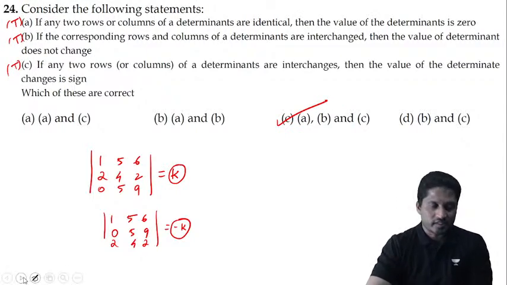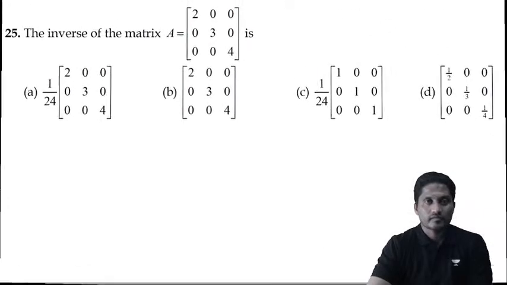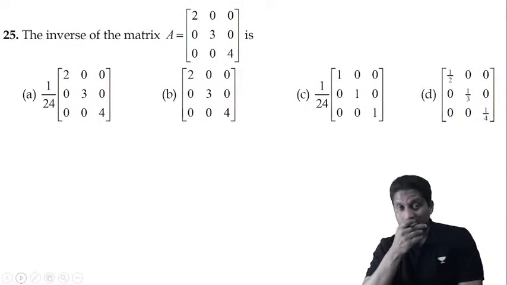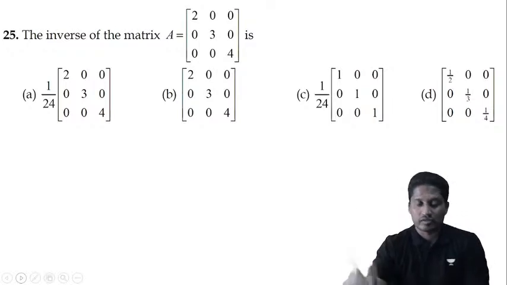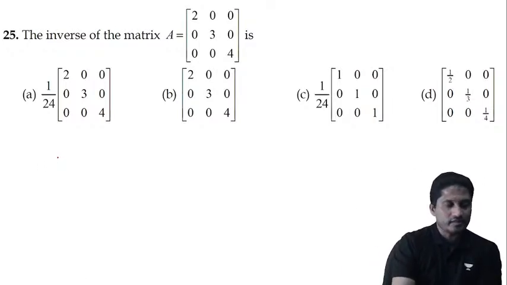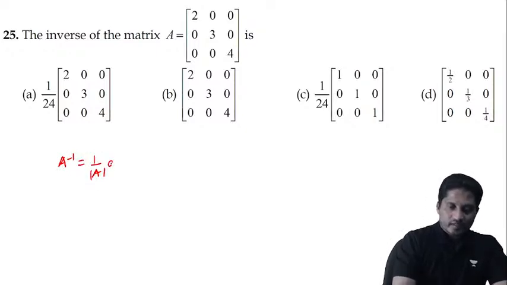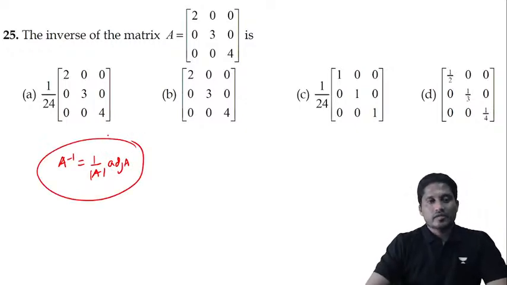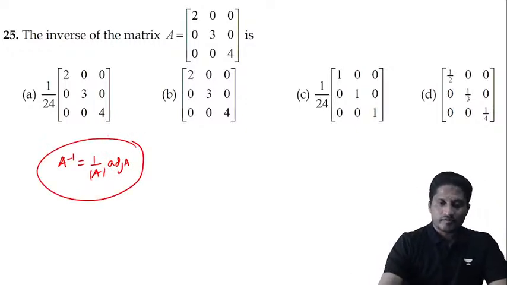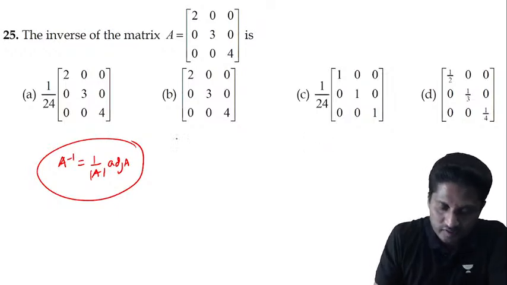Let's move to the next question. What is the inverse of this matrix? It's a standard result, guys. No need to use the A inverse formula. The A inverse formula is equal to 1 by determinant of A into adjoint of A. This is the A inverse formula. So no need to do it for this result. So I just give you the general result.